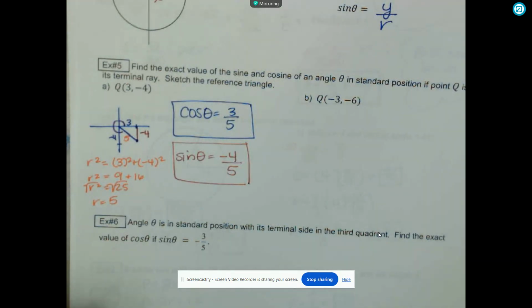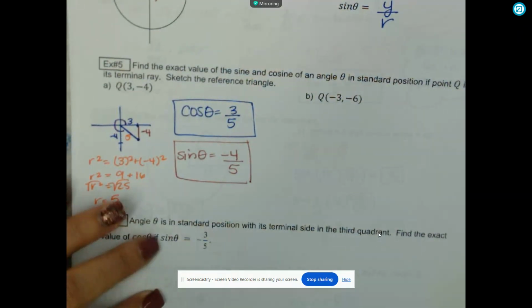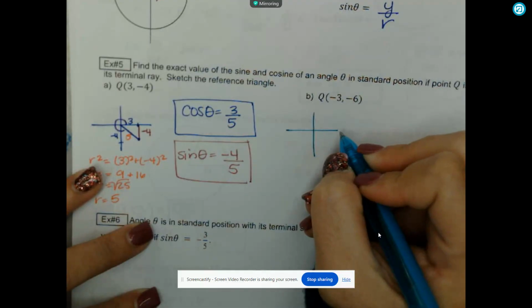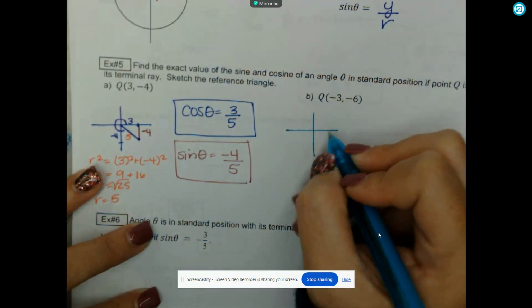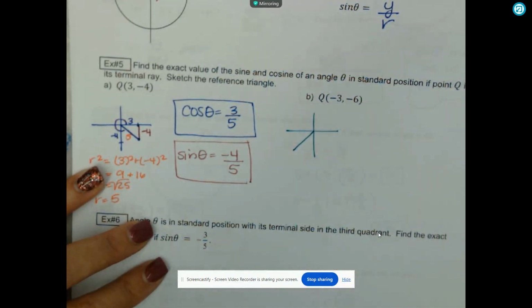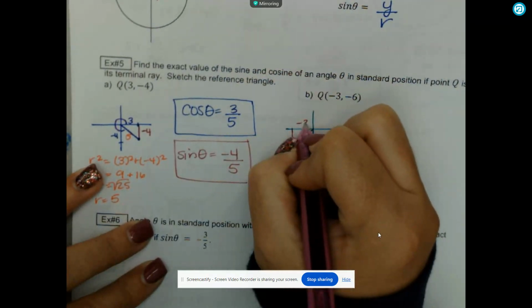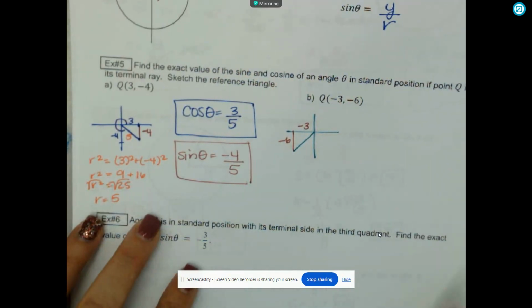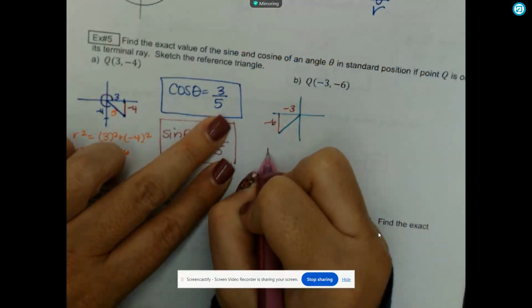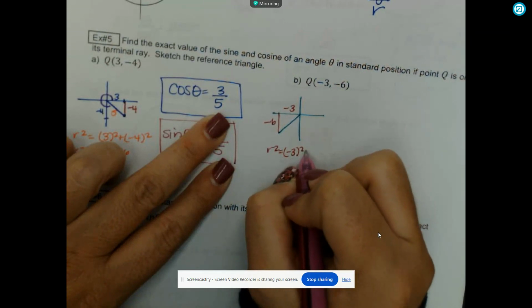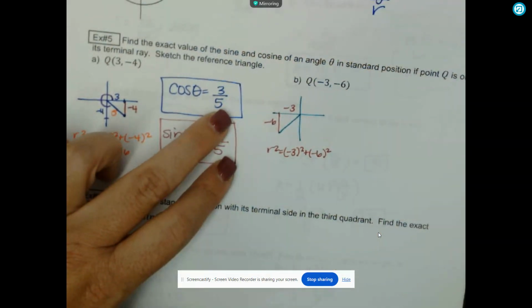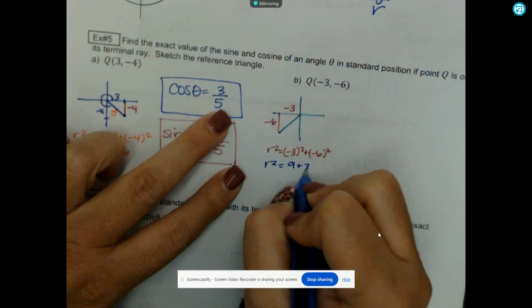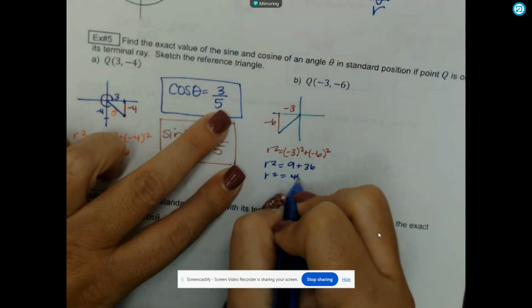All right, so let's go and move to the second one. Letter B. All right, so negative 3, negative 6, what quadrant are we in? Quadrant 3, right? So if I drop my perpendicular, we're at negative 3, negative 6. So now we need to find my missing side. I'll write it out again. Okay, so r squared equals negative 3 squared plus negative 6 squared. All right, so that's 9 plus 36 is 45.